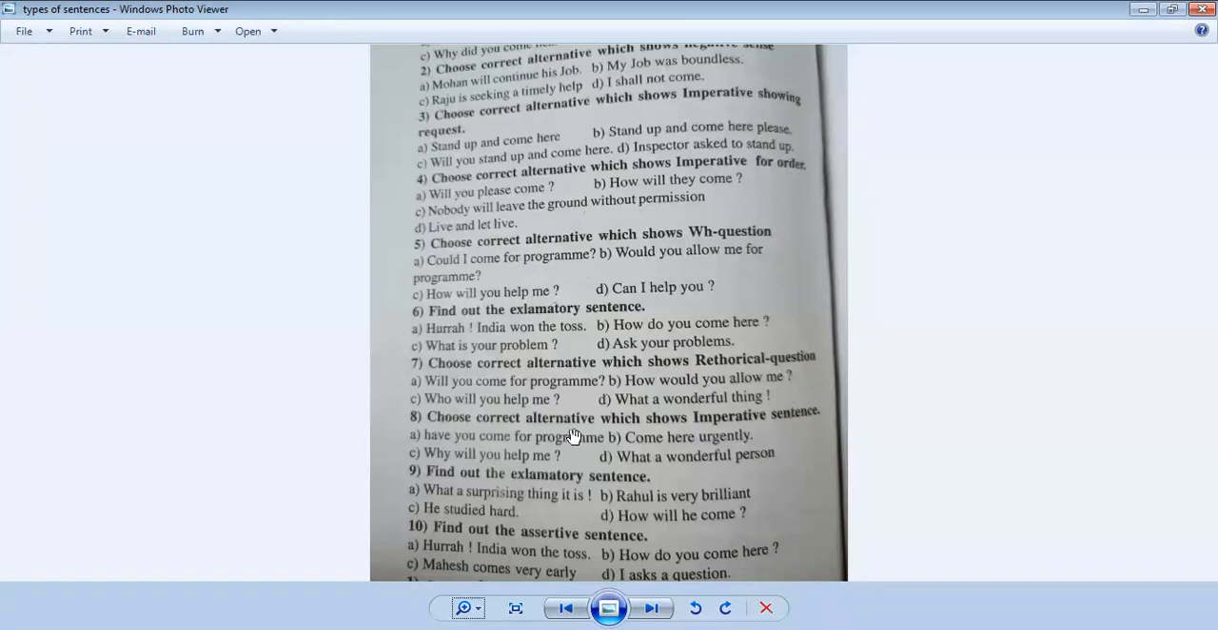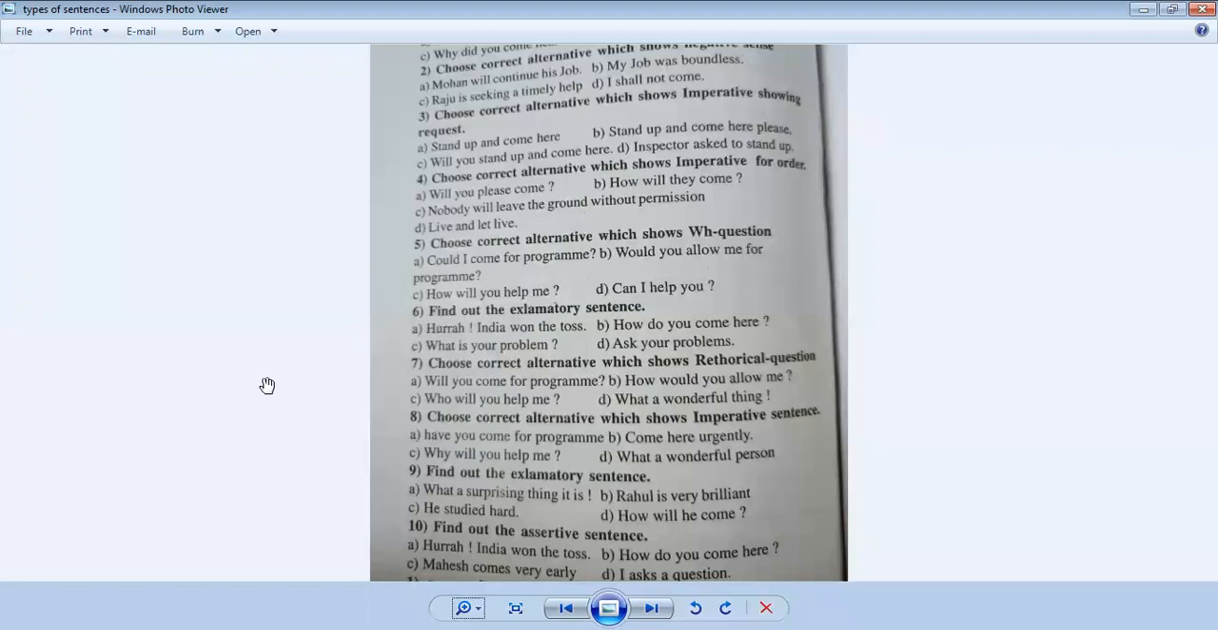Choose the correct alternative. Look at the eighth one. Choose the correct alternative which shows an imperative sentence. Have you come for program? Come here urgently. Why will you help me? And what a wonderful person. Option B is correct. Yes.